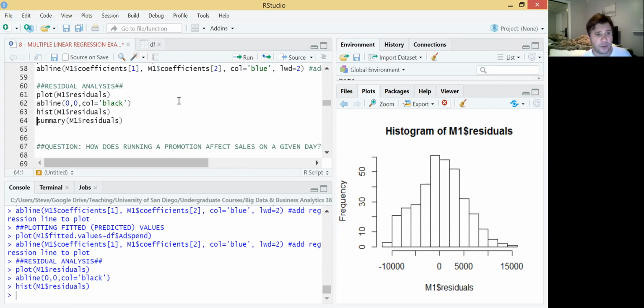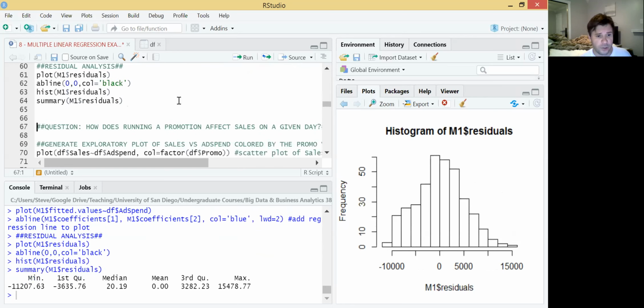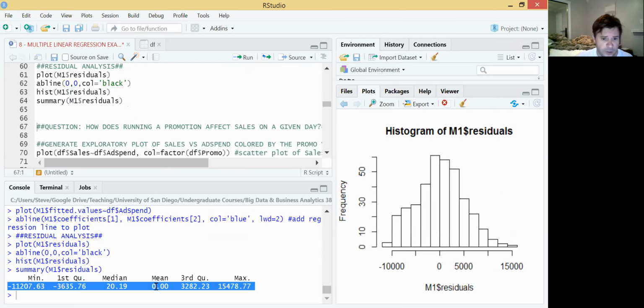And of course, if we wanted our 6-number summary of the residual distribution, we could run that. And we can see here the 6-number summary. Our mean residual, as we know, had to be 0. And the median, we saw this earlier, was 20.19. And we get some dispersion as well that we can see from this summary.